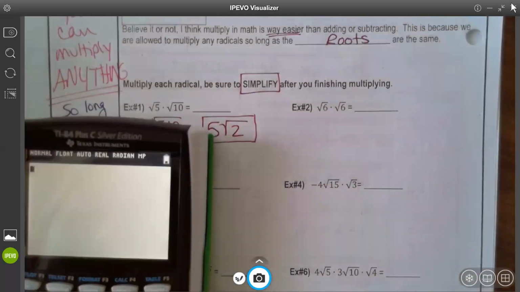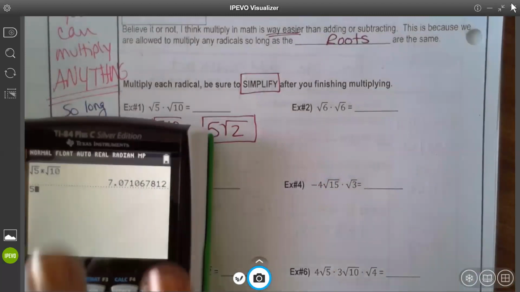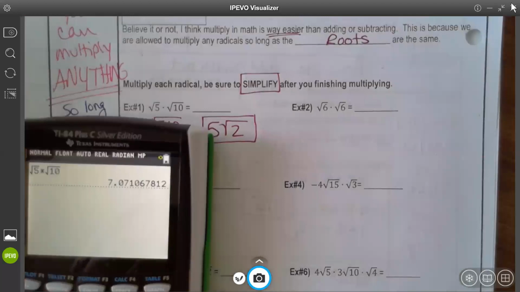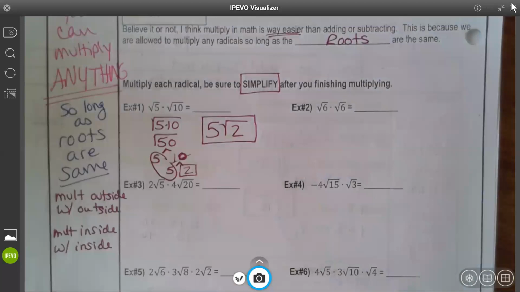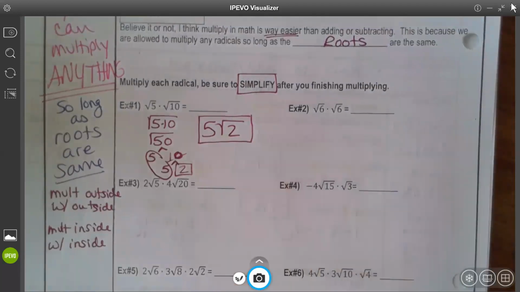So square root 5 times square root 10 is that. And what did we say? 5 square root 2 was our final answer, and exact same decimal. So we have multiplied correctly. All right, next one, a square root and a square root. So we are good to multiply.